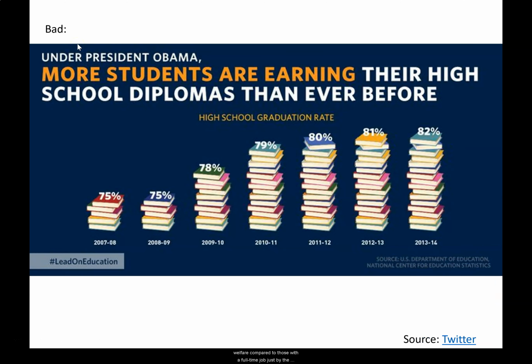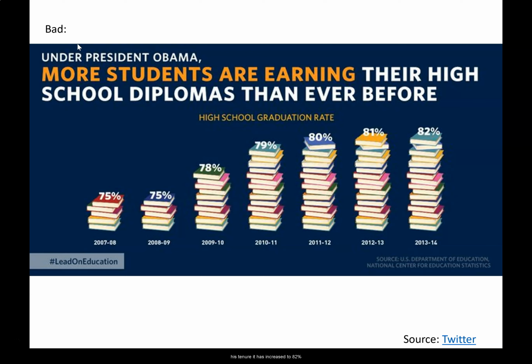Here's an example of a bad use of statistics, even though the graphic is pretty visually interesting. Here we have a pictograph released to show the high school graduation rate while President Obama was in office. And you can see from right after President Obama was in office, we have 75% high school graduation rate. And then close to the end of his tenure, it has increased to 82%. This is great. We have more high school students graduating. Do you see the deception?